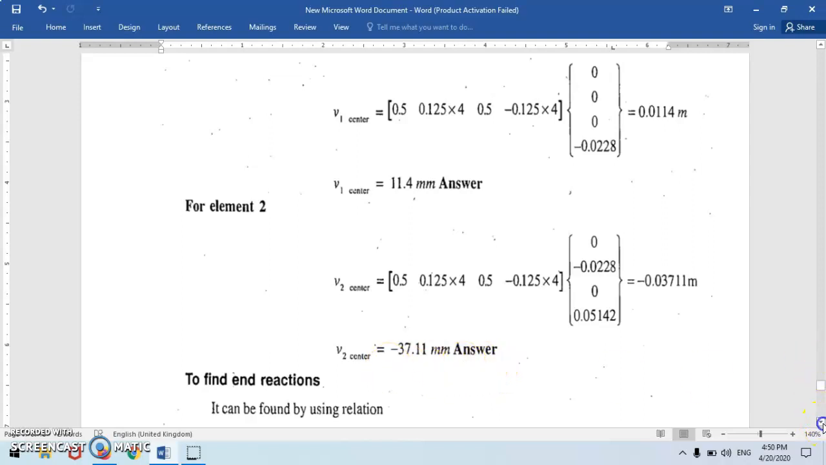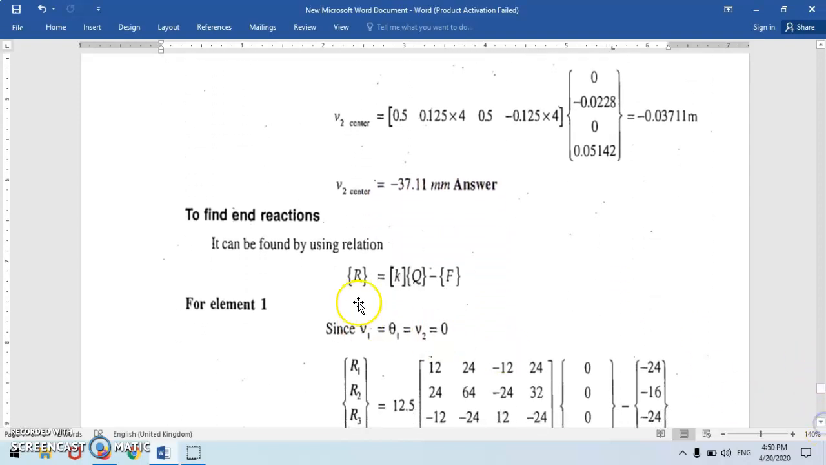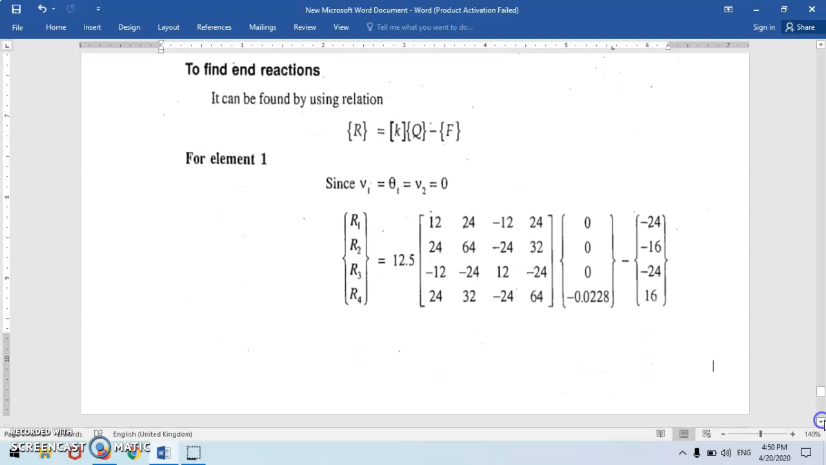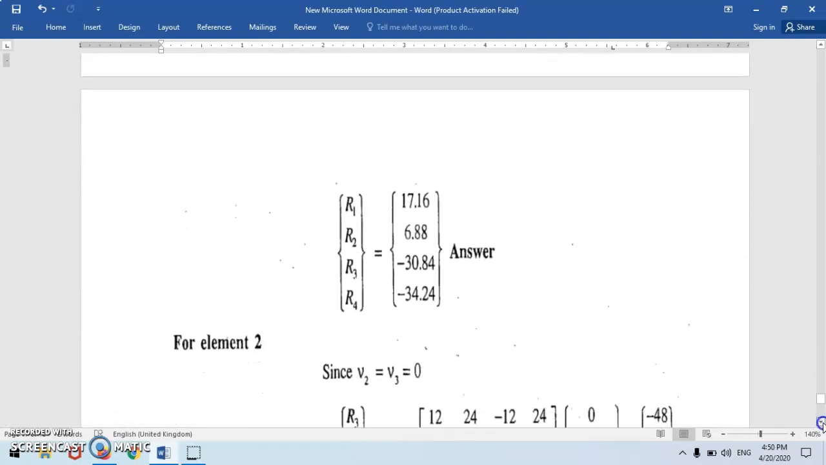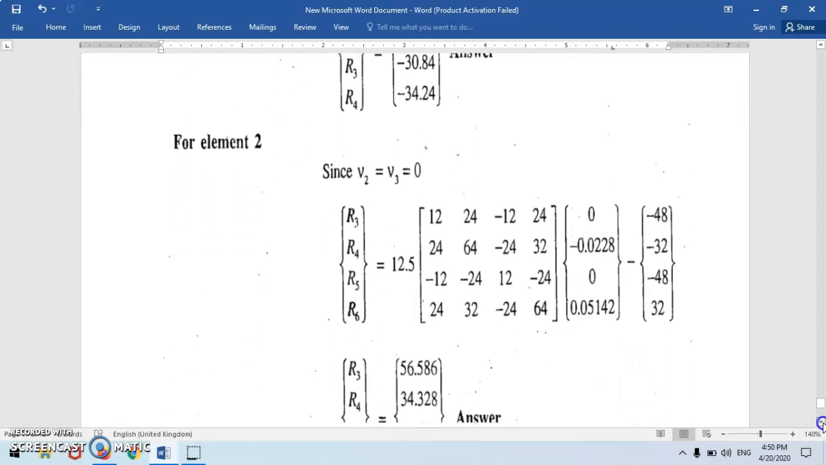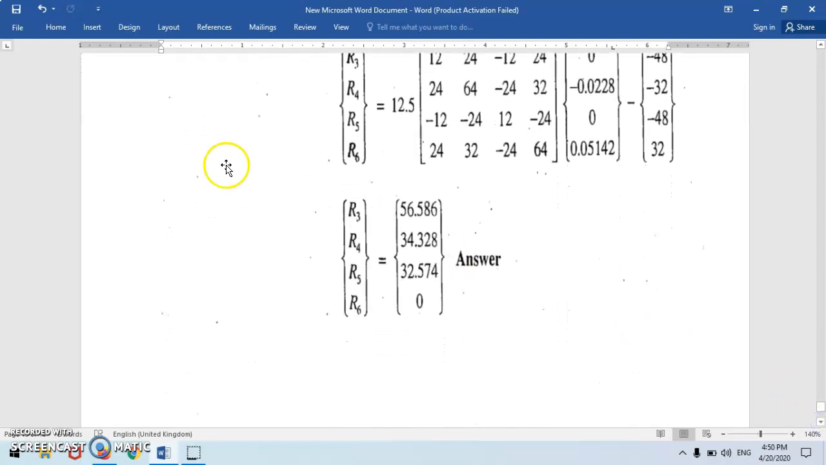After that, using this form, R is equal to KQ minus F, find out the reactions at the supports. So you will be getting these values. Similarly, this is the final result of all the reactions. So this is the final result.